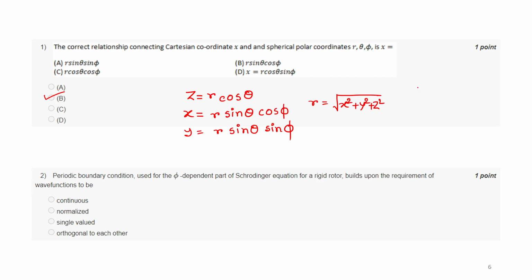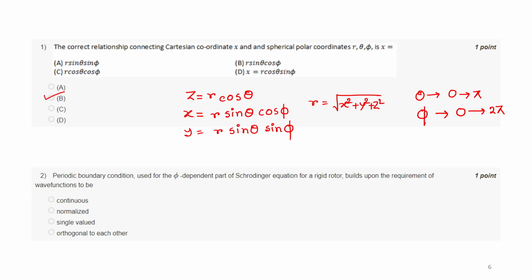That is the distance, but there is some limitation on the range of theta and phi. Theta can go from 0 to pi, that is 180 degrees, and phi can move from 0 to 2 pi. If you see it like this, 0 to pi for theta and 0 to 2 pi for phi, you are going to get the whole sphere.